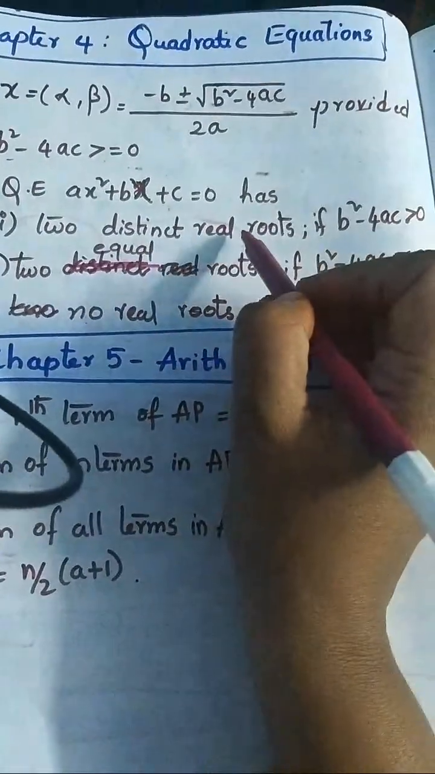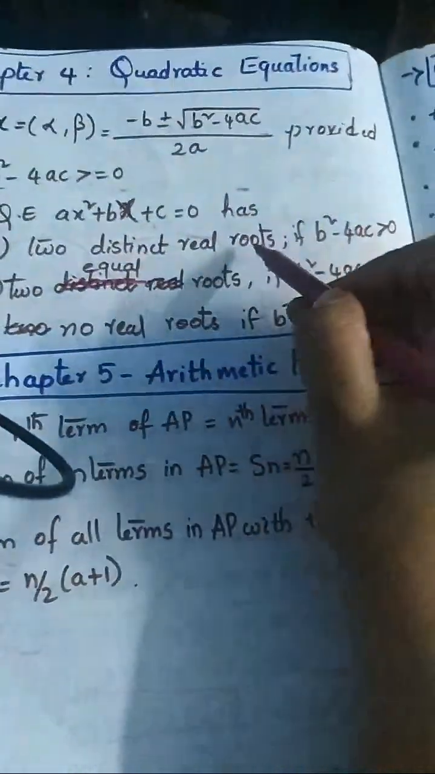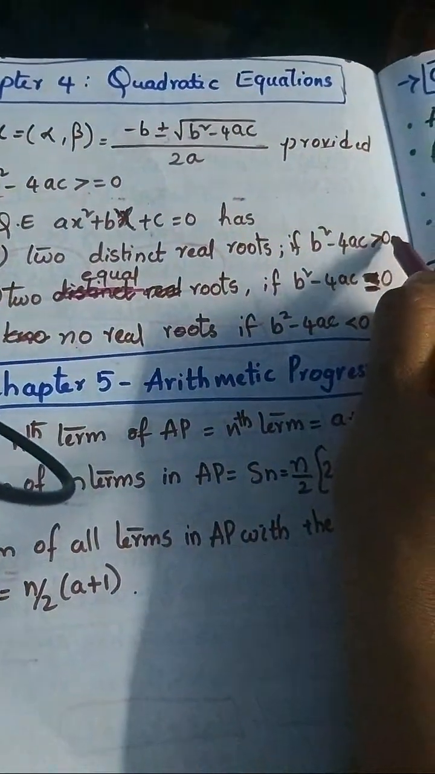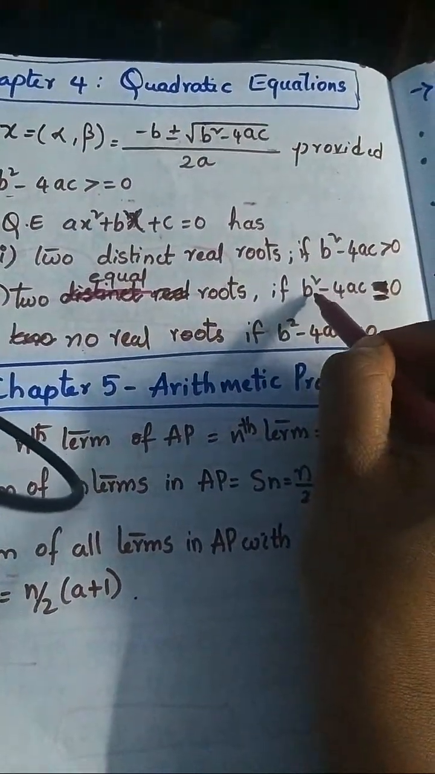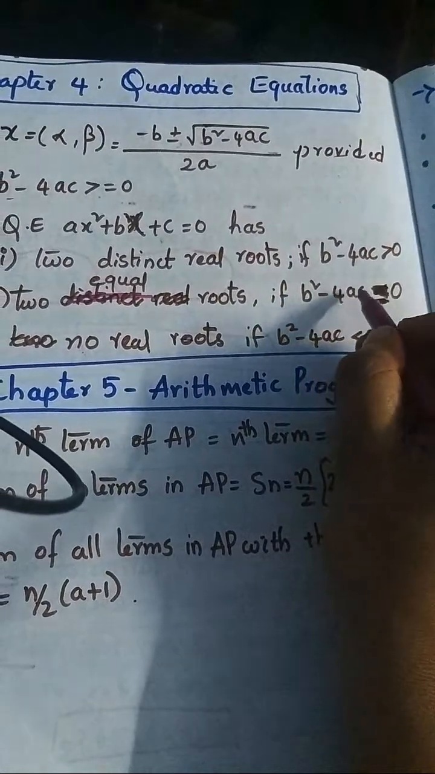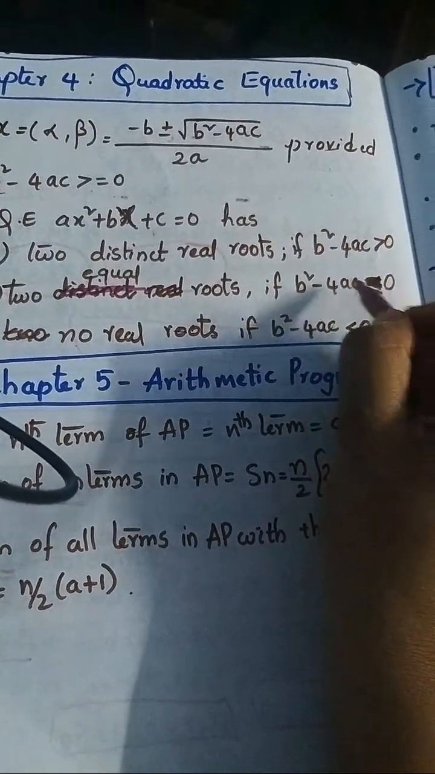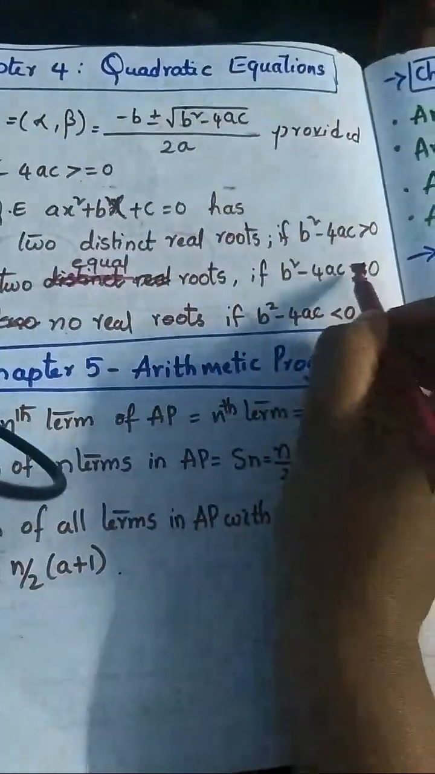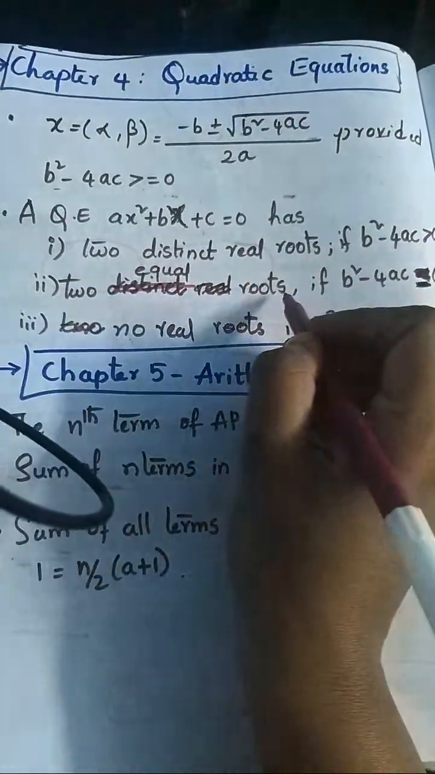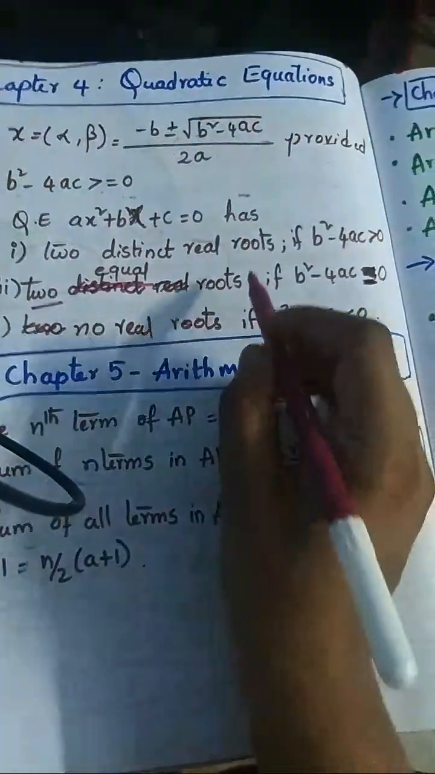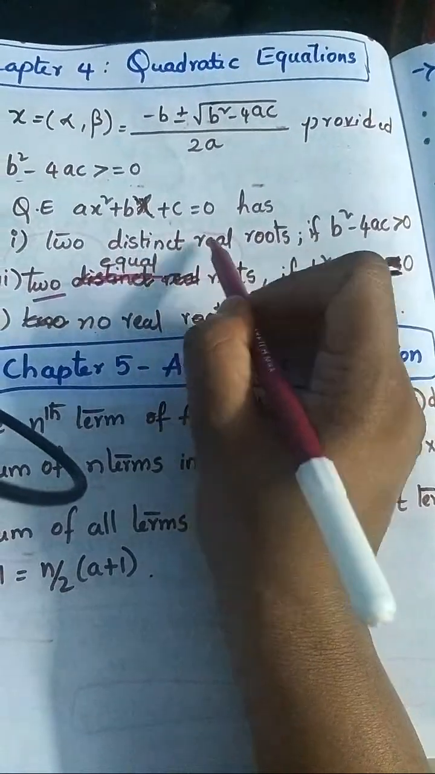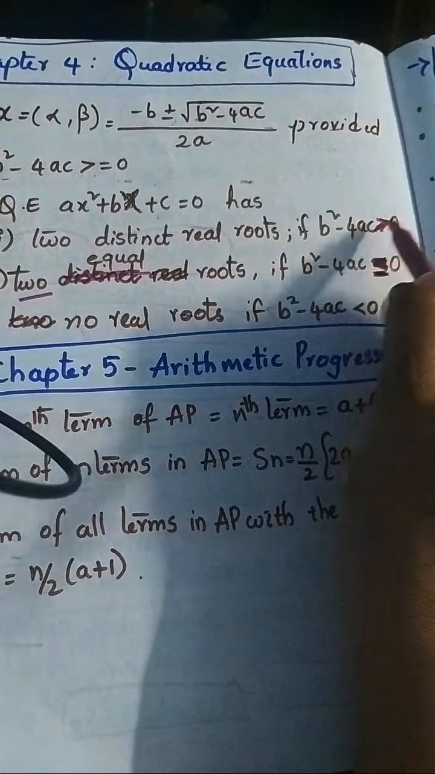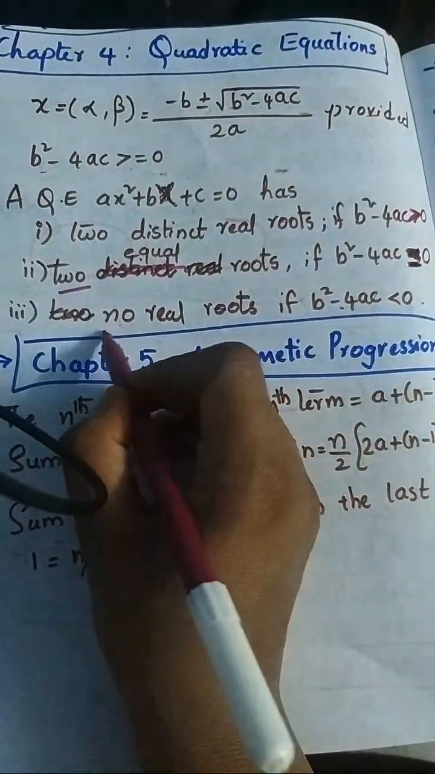Two distinct real roots: children, when b square minus 4ac is greater than 0. If we get the characteristic b square minus 4ac equal to 0 when substituting the values, then we get equal roots. Equal to 0 means we get two equal roots. Here two distinct means different real roots, that is when it is greater than 0. Okay, less than 0, we get no real roots.